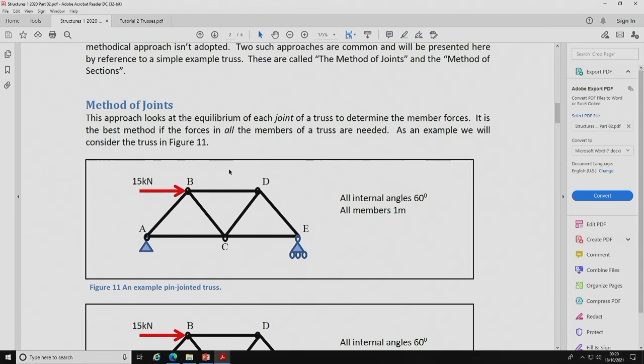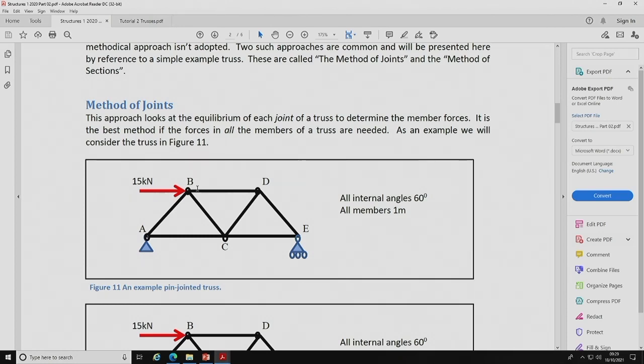Okay, so how are we going to analyze this truss? We have got this particular truss. All members are 1 meter, so AC, AB, BC, CD, all 1 meter. That means it's three equilateral triangles making up this truss. So each angle is 60 degrees. It is supported by a pin joint to the ground at A and a roller joint at E to the ground, and it carries a 15 kilonewton horizontal force to the right at point B.